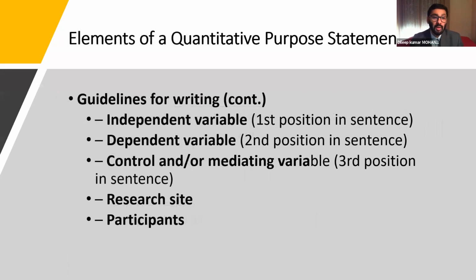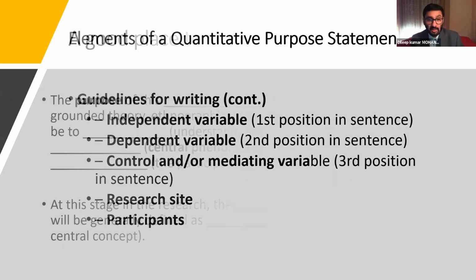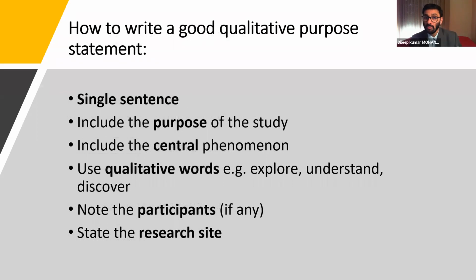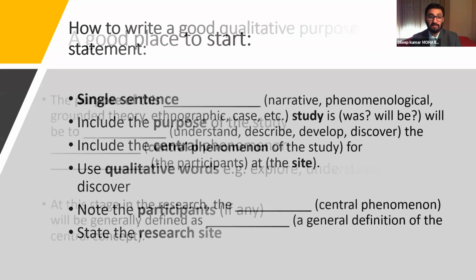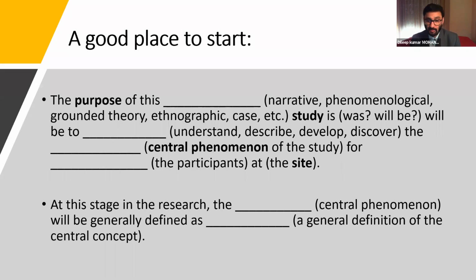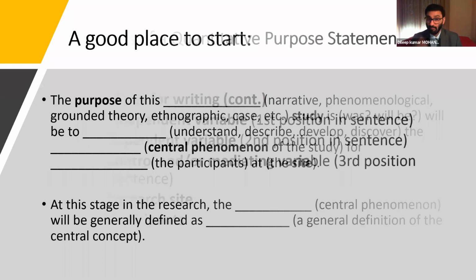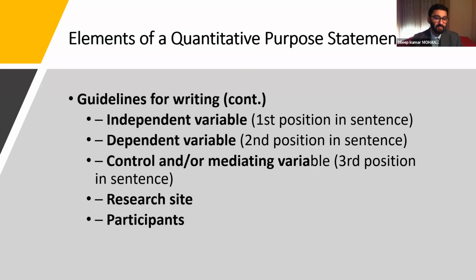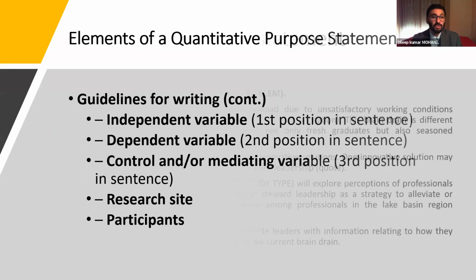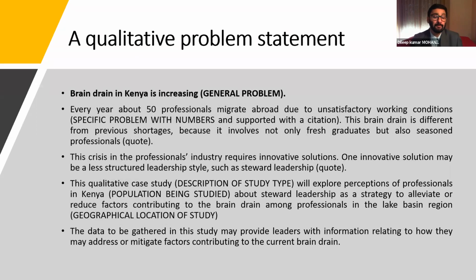So I'm giving you the elements of a qualitative research statement in a single sentence: the purpose, central phenomenon, qualitative words, participants, research site. Everything is available here. Research site is there, respondents available, method available, the kind of methodology you are following, the core problem and the challenges, everything in a single line. But in the case of quantitative, you have to tell the independent variable, dependent variable, control, mediating, research site, participant, problem, theory, all these things. So I'm just giving you one example of qualitative.